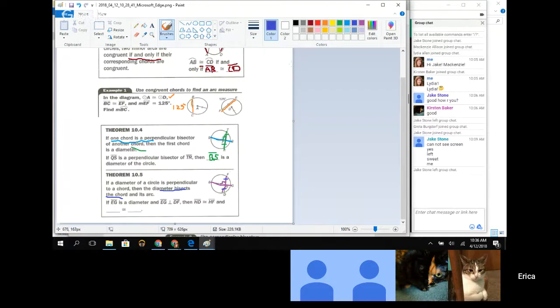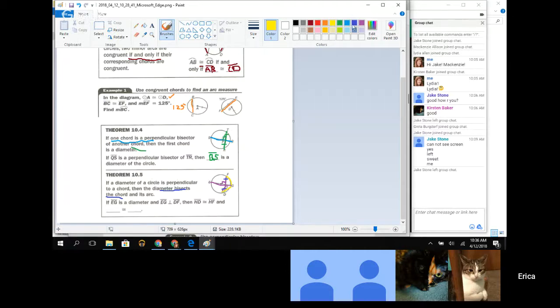So what it also tells us is that this arc and this arc, it bisects that whole arc. So these two are going to be equal to each other.